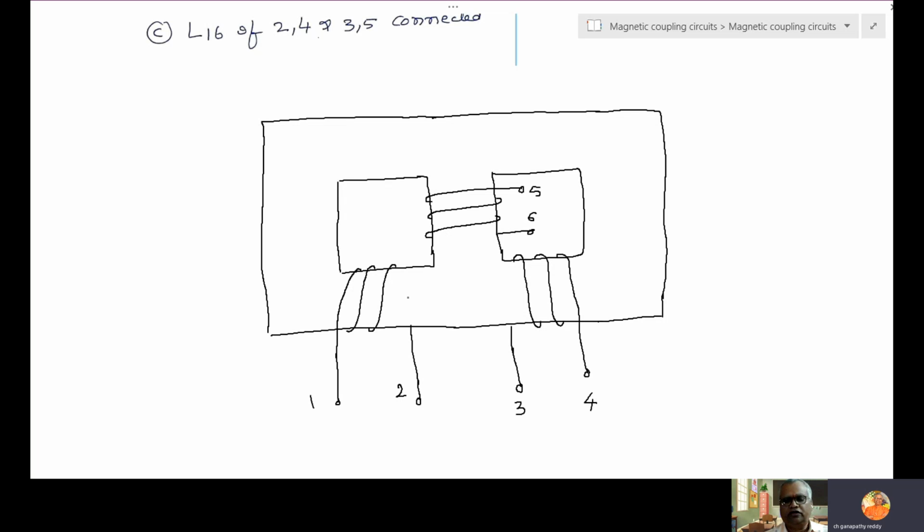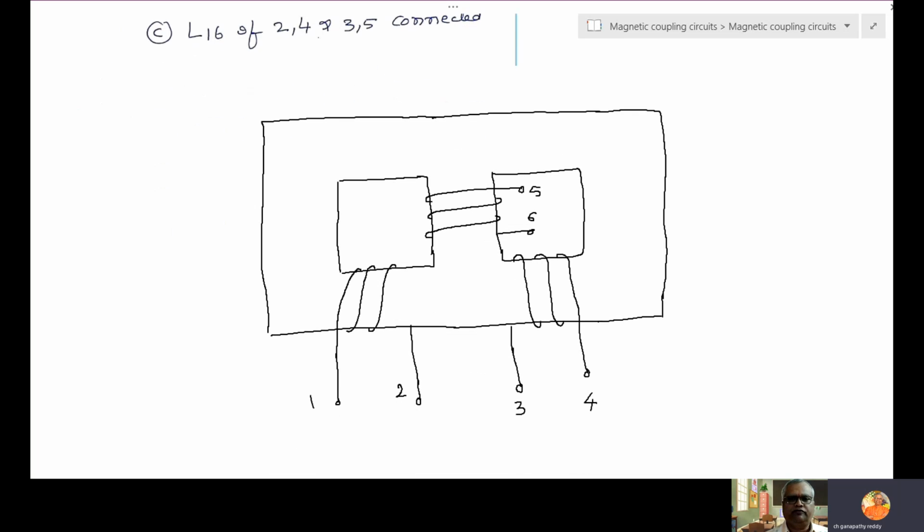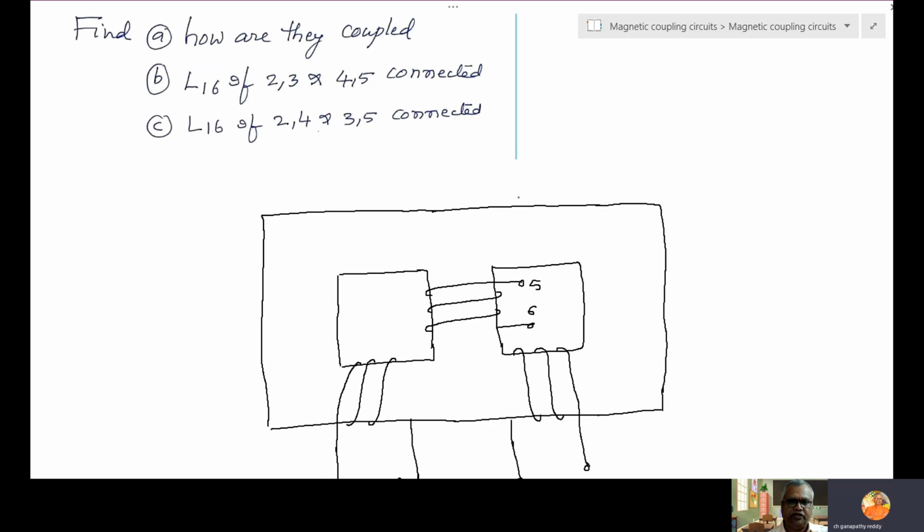These three coils are coupled. We know that these three are coupled, but what is the question? Find how they are coupled. And this is tough. Why this is tough is, if all three coils are in the same direction, we can use the words clockwise or anti-clockwise. If this is clockwise, definitely this is anti-clockwise, 3, 4. But what about 5, 6? Is it clockwise or anti-clockwise? Difficult to decide. That's why this problem is special.